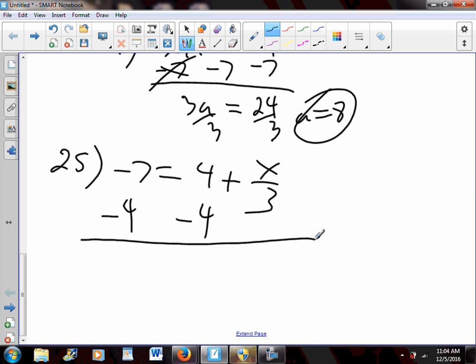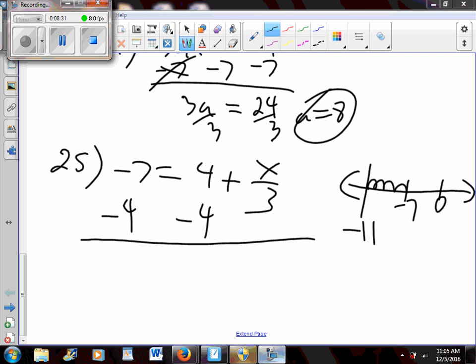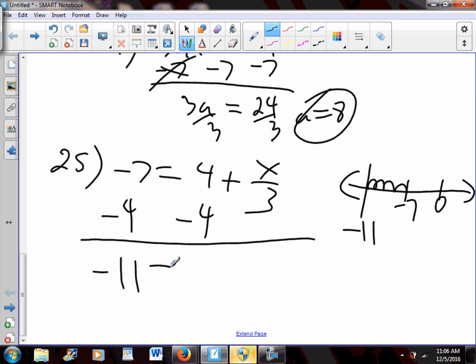It's a bigger negative. It's a negative 11. Listen, consider your number line. Let's say the origin is here. Somewhere out to the left here is a negative 7. To subtract 4 means to move 4 more places to the left. 1, 2, 3, 4. Where does that place us? A negative 11. So once we subtract here, this becomes a negative 11 equals x over 3 here.